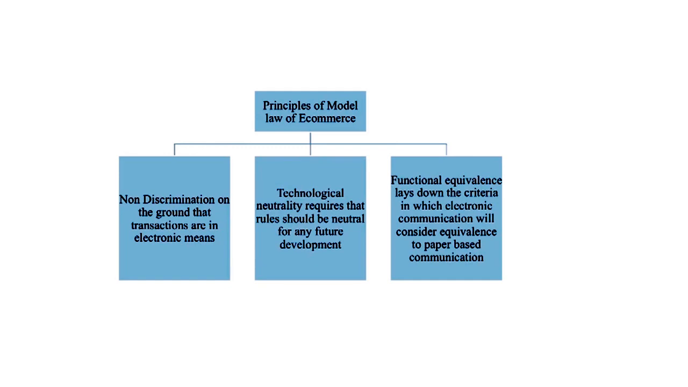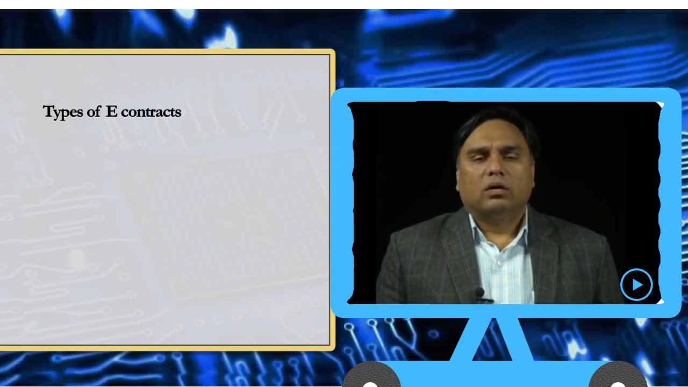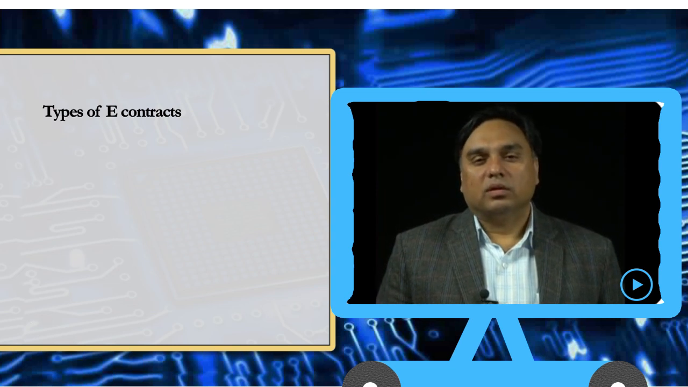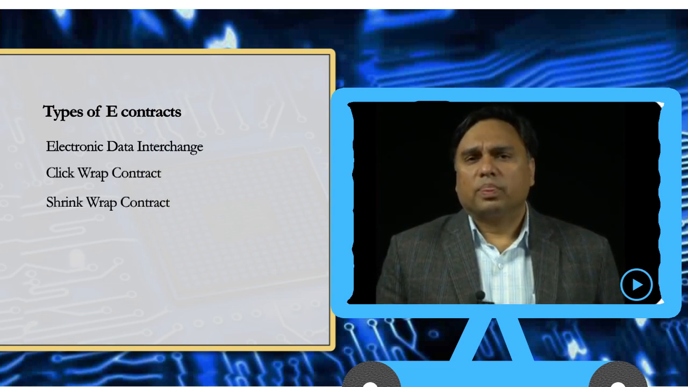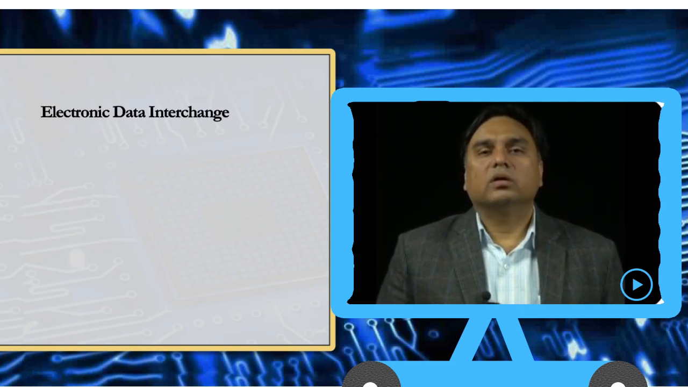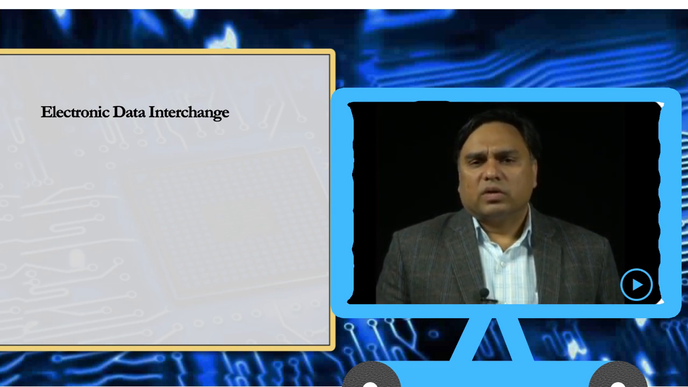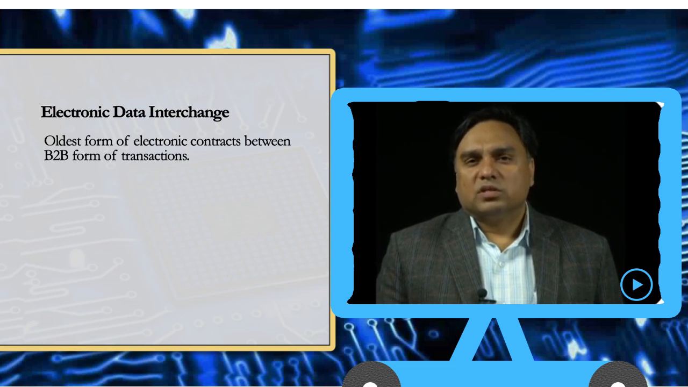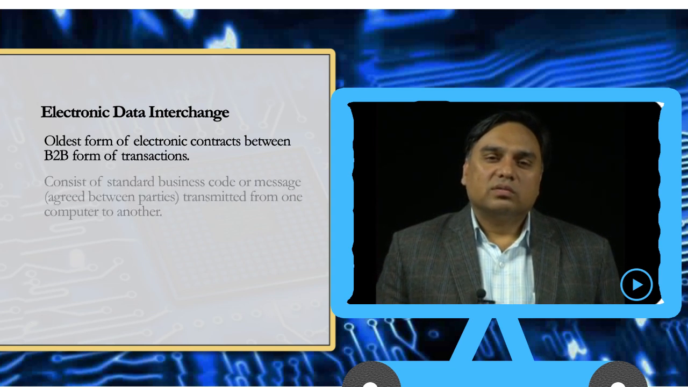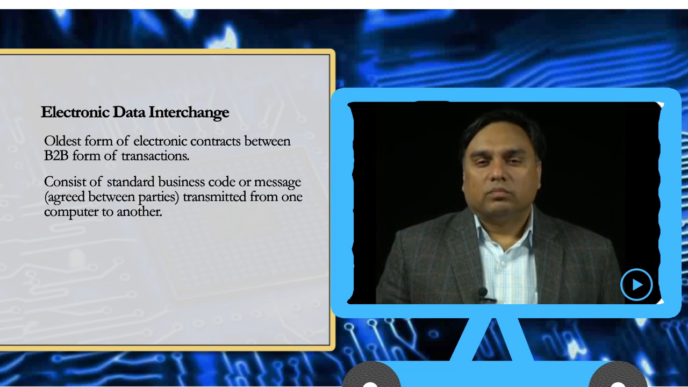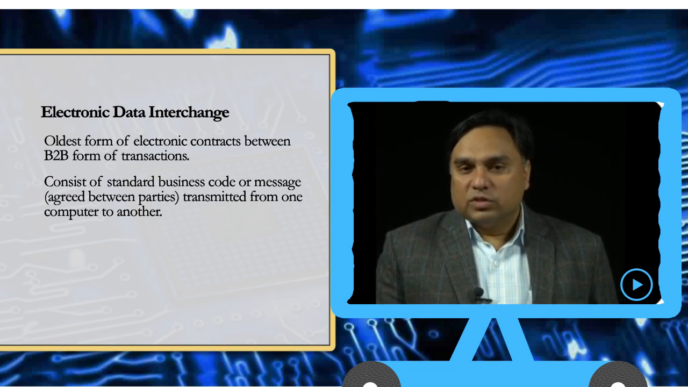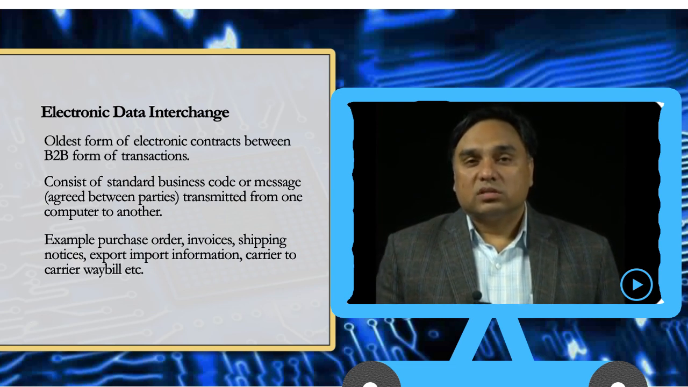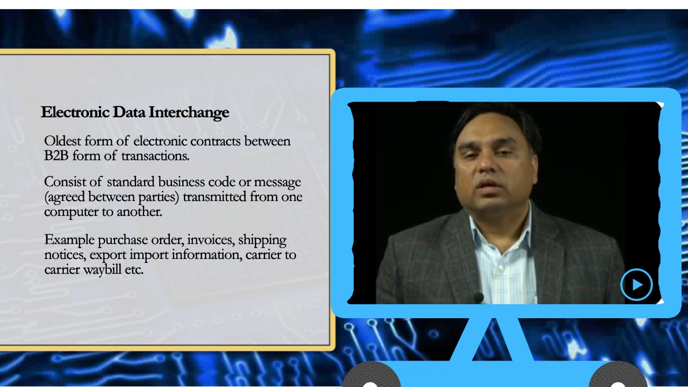To start with, let's talk about different types of e-contract. More often there are four different kinds of e-contract which we are part of, and they are widely known in the business circle. The first one is electronic data interchange, then click wrap contract, shrink wrap contract, and email contract. Let's start with electronic data interchange. This is the oldest form of contract in a business to business form of transaction, whereby a standard business code or message is created by the business house, whereby they recognize and give validity to different kinds of agreement relating to different kinds of transactions. Some of the examples are purchase orders, invoices, shipping notices, export import information, carrier to carrier waybills, etc.